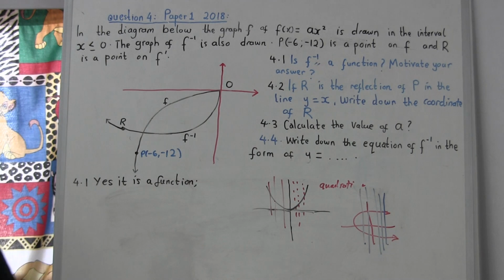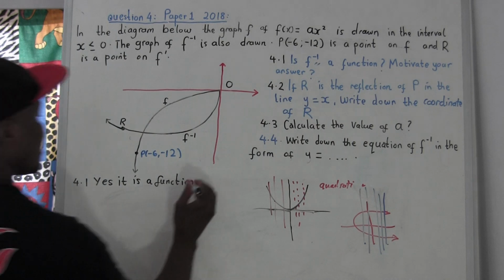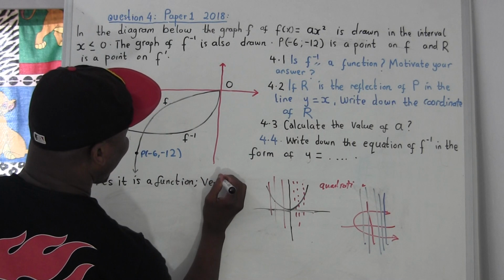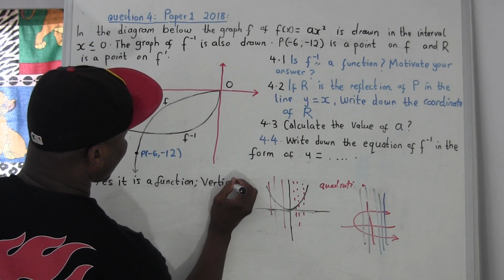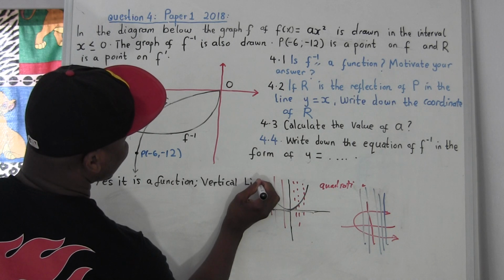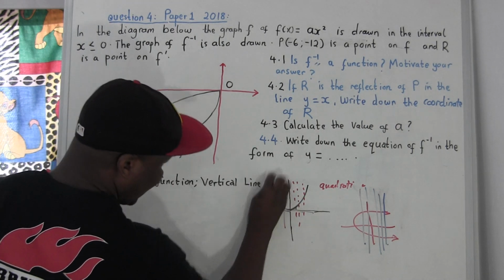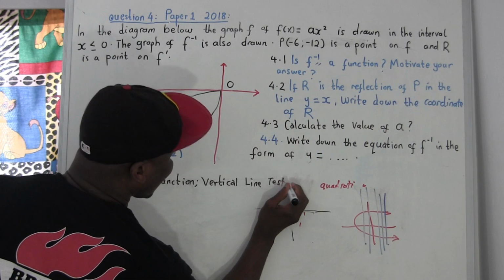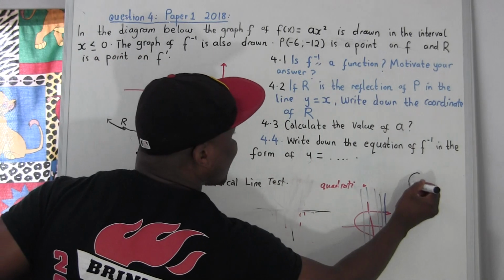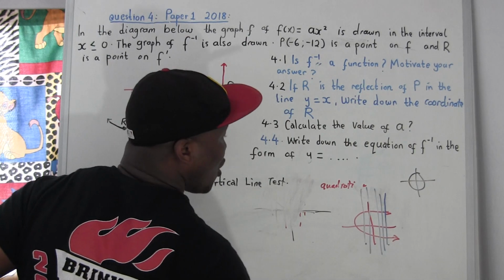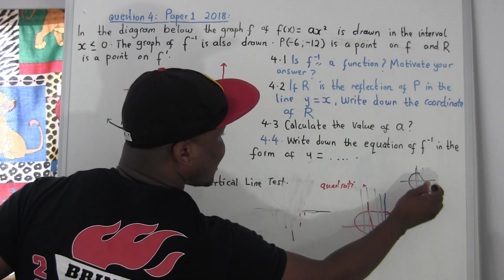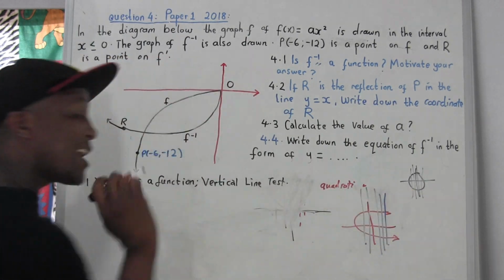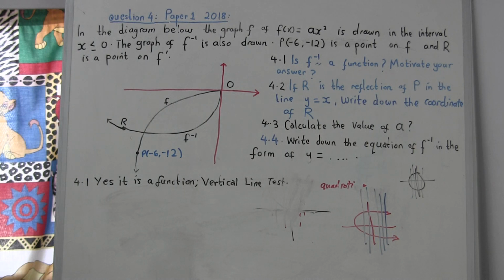How did you know that? Because of the vertical line test. I'm going to go quickly a little bit. Vertical line test. You know what I'm saying? Okay, let me ask you, is this a function here? No, it's not, because if I do the vertical test, it cuts more than once. So a circle is not a function. Now we got it.